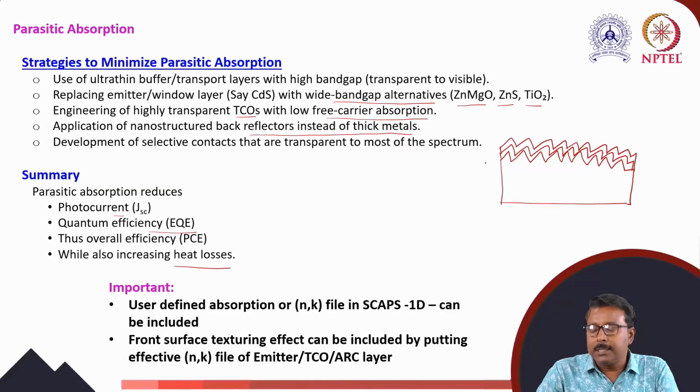The texturing effect can be included by an equivalent NK file, from another simulator like COMSOL or numerical tools. You have to obtain the effective NK value of this textured surface, which is wavelength dependent, NK versus wavelength, in a tabular format. You can use that effective NK file in the simulation, and then you can get the effect of texturing. Otherwise, there is no way to include the effect of texture in SCAPS 1D.